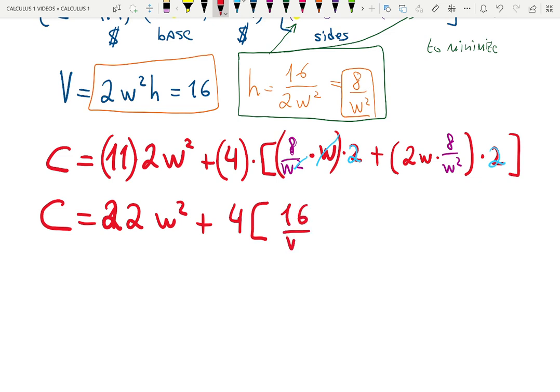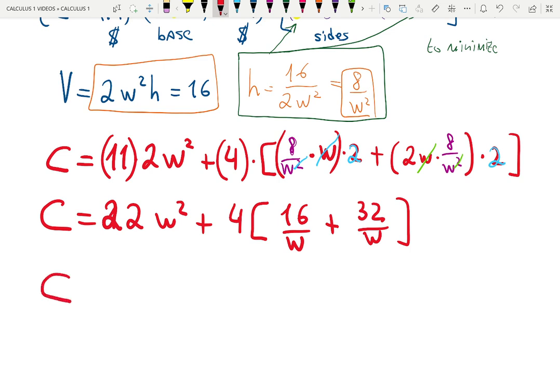16 over w plus, same here, cancel out w because it's not 0. 2 times 8 is 16, but now it's also times 2 over here. So it's going to be 32 over w. And all of this is multiplied by 4. Well, okay, it's getting better. It looks much better now.